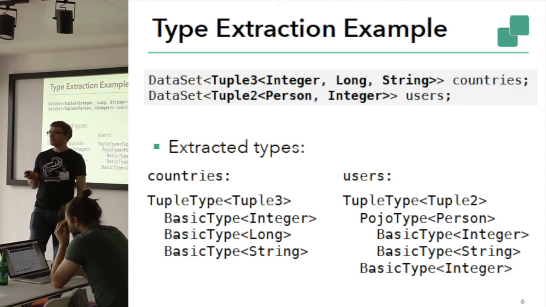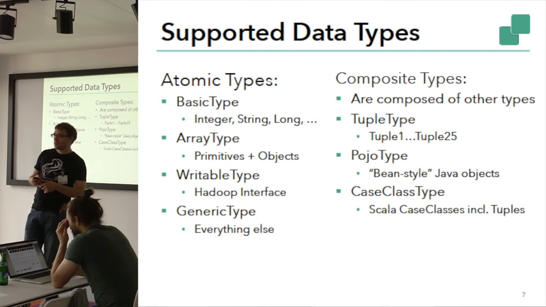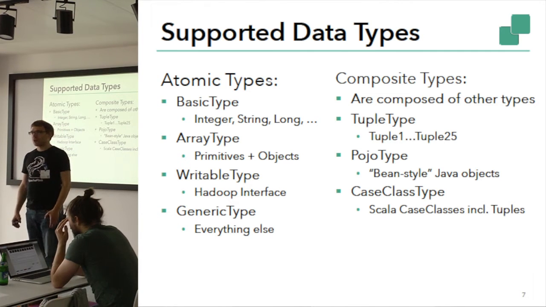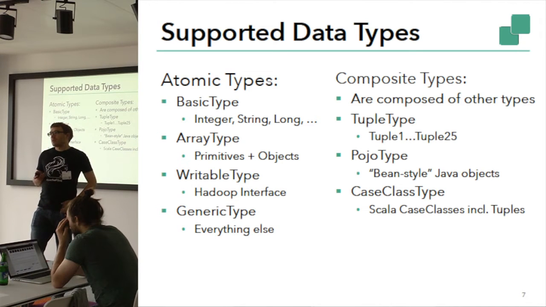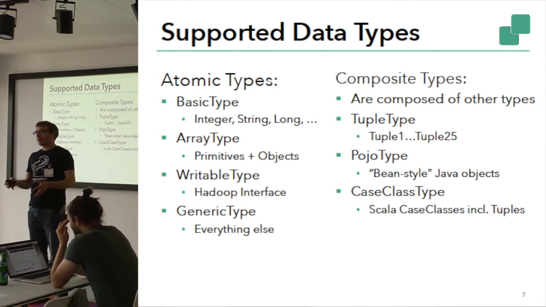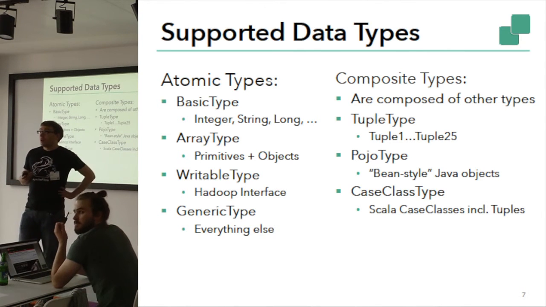More questions? Okay, so what kind of data types are supported by Flink? I said we basically want to add support for everything. Flink basically distinguishes two kinds of types, which are atomic types, which are atomic and cannot be split up, and composite types, which are composed of multiple other types. That could be other composite types or atomic types, so you can nest that, as in the example before where we had the tuple type and a nested POJO type, and so on.